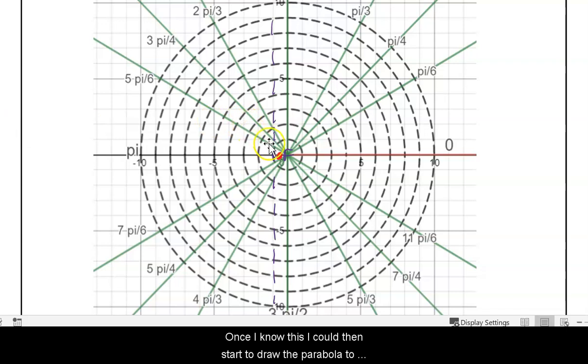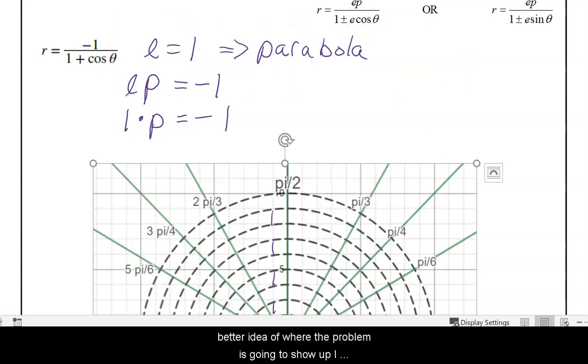Now, once I know this, I could then start to draw the parabola. The parabola's arms must be opening off to the right. It is a sideways opening, a right opening parabola. To get a better idea of where the parabola is going to show up, I need at least one more point on the parabola. The easiest value to compute here would either be when theta is equal to 0 or when theta is pi over 2.